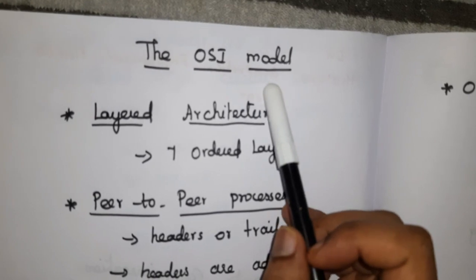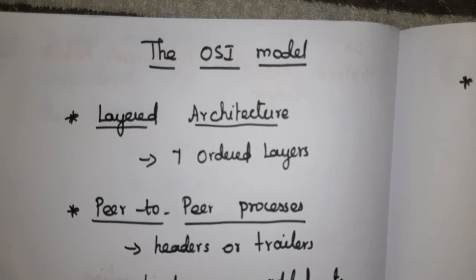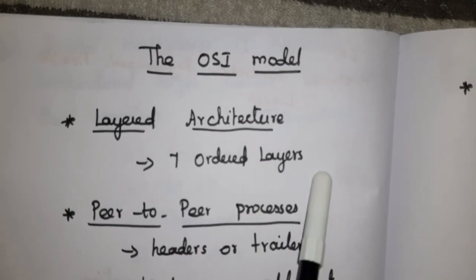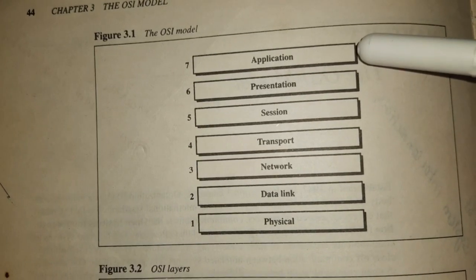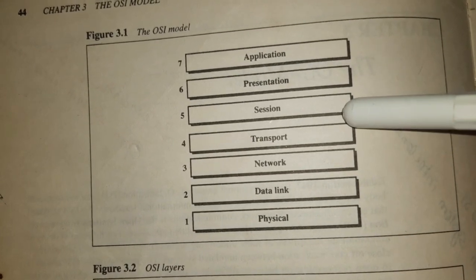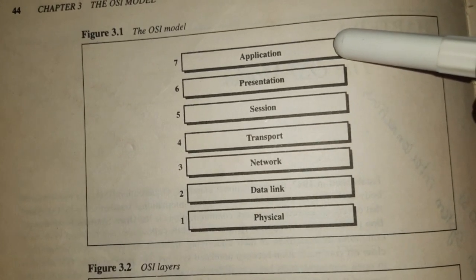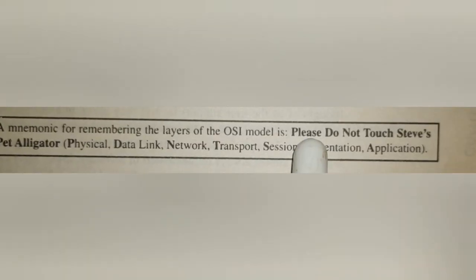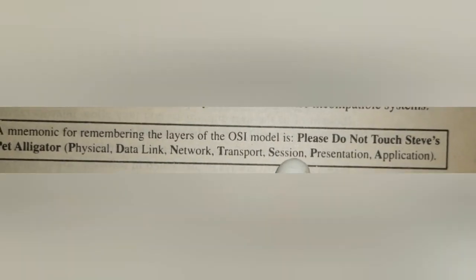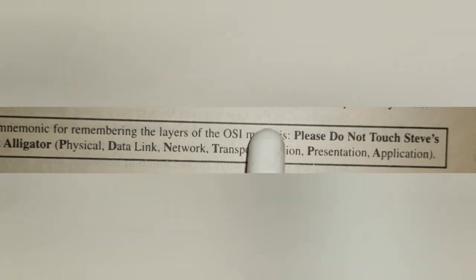So first we see about the OSI model. This OSI model consists of 7 layers. This is a layered architecture. It consists of 7 layers. The first layer is the physical layer, second is data link, third is network, fourth is transport, fifth is session, sixth is presentation, and seventh is application. Please do not touch Chief's pet alligator. Physical, data link, network, transport, session, presentation, application. This is the keyword used to remember these layers.